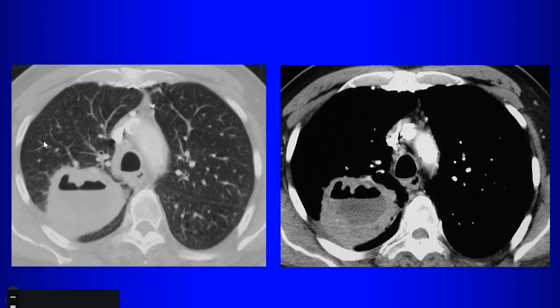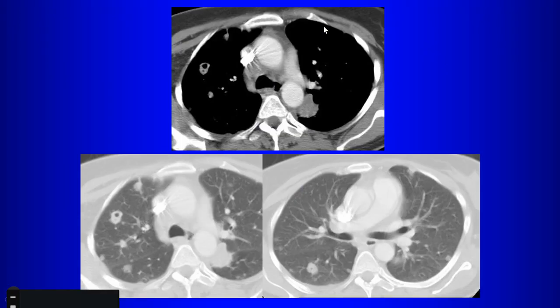So the thicker the wall, the more you're going to be concerned about malignancy. So there's marked thickening of the wall here, right? So what tumor do we think about? Squamous. Yeah, this was primary squamous cell cancer of the lung in this patient. Okay. All right, so the finding in this case is?